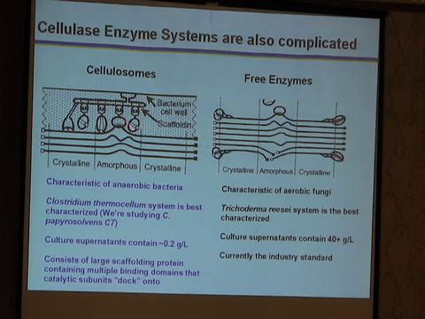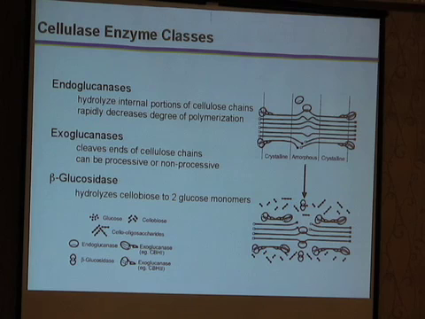So, just a little bit more on the cellulase system: there are endoglucanases that can cut in the middle of the linear glucose polymers. There are exoglucanases that chew in from either the reducing or non-reducing ends of these chains. And then the beta-glucosidase hydrolyzes the products of these enzymes, which is cellobiose, two glucose monomers. So this is sort of a minimal set of enzymes that's needed to break down crystalline cellulose.